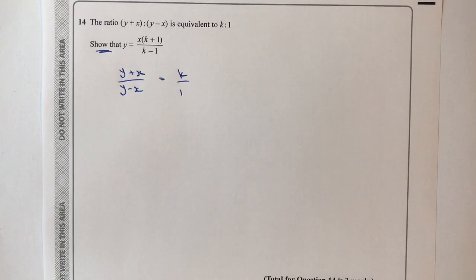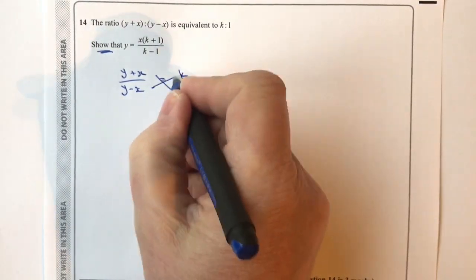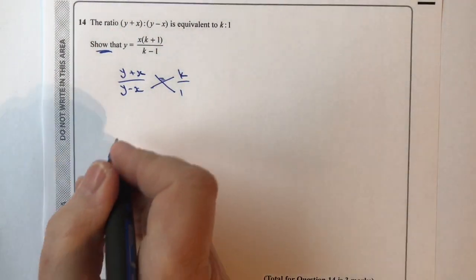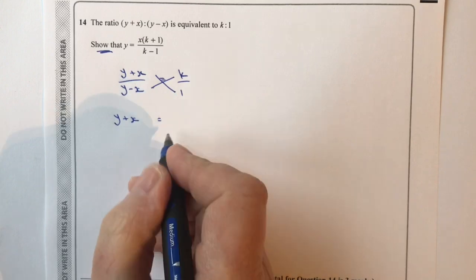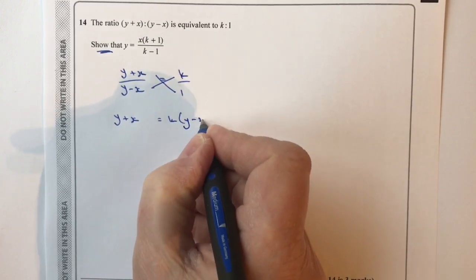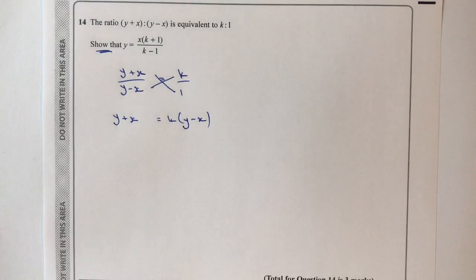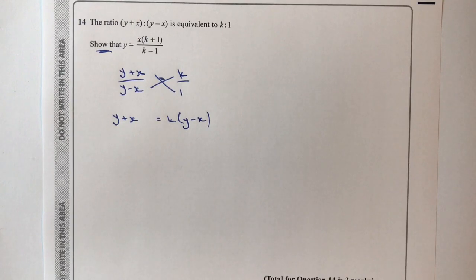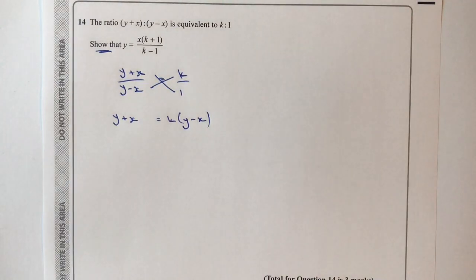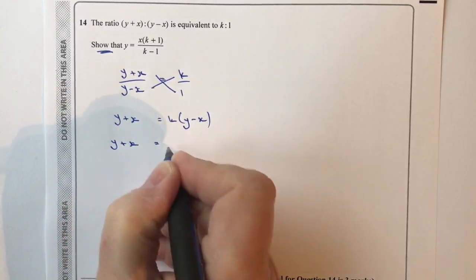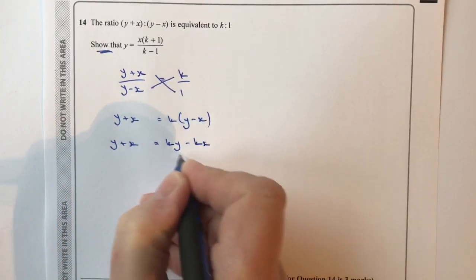Now this is a technique that helps where you've got two fractions that are equal to each other. So I'm going to cross multiply across, and I get y plus x, which is multiplied by 1, this one here, is equal to k times y minus x. Okay, and then really what we're doing is we're going to make y the subject of this particular equation, and that will give us this at the top here. Okay, so the first thing is I'm going to multiply out the brackets. I've got y plus x equals ky minus kx.